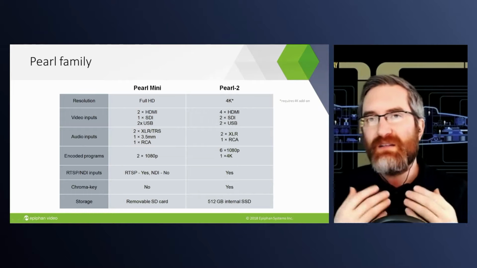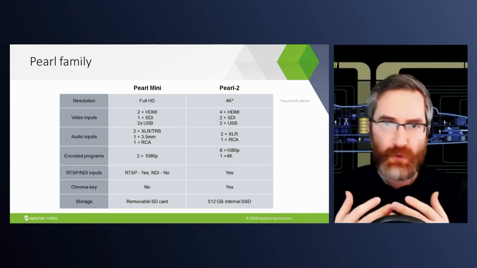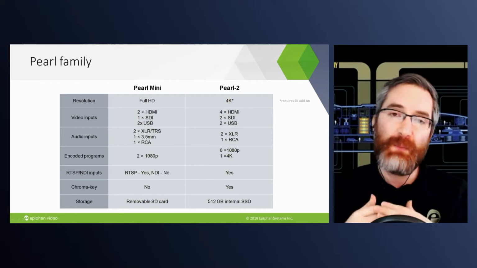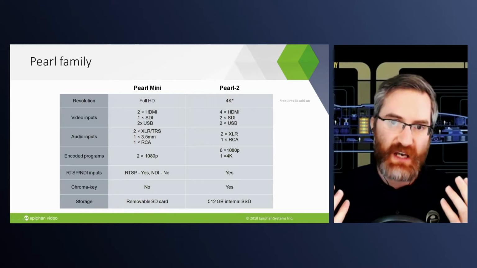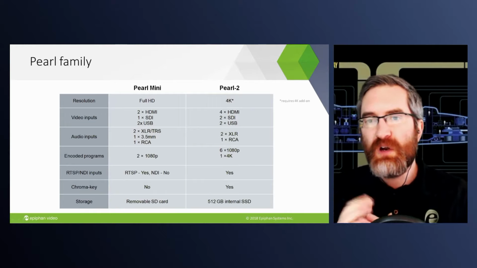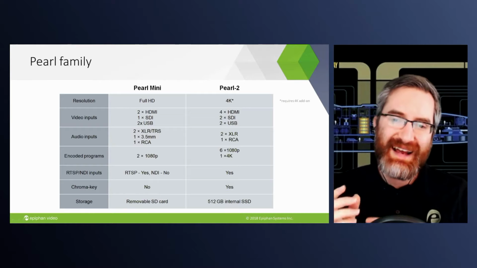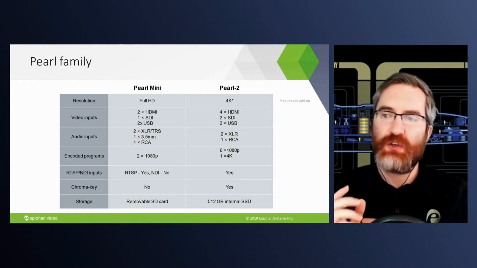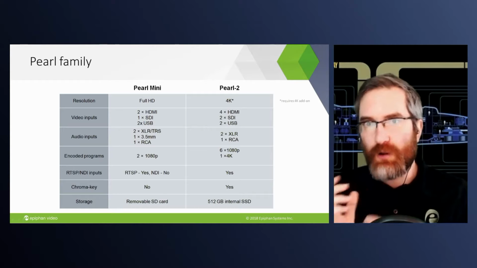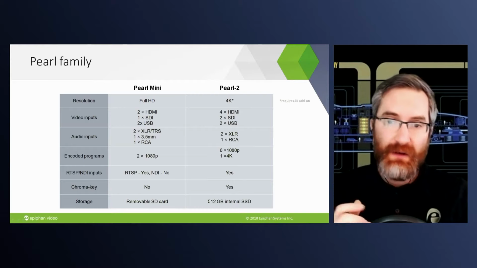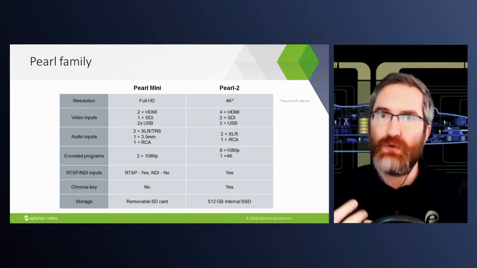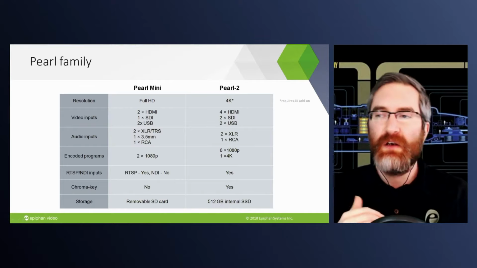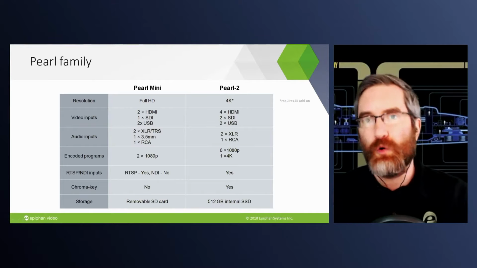But we do recommend that it is a fast card, class 10, U3 class card at minimum, in order to keep up with the write speeds of writing potentially multiple full HD high bitrate files at the same time. Pearl 2, because of its capabilities, has a built-in 500 gig SSD that is specifically chosen to make sure that it keeps up with all of the data that Pearl 2 could potentially be writing. And again, Pearl 2 could be recording 6 simultaneous full HD high bitrate files at the same time, potentially. So we need to make sure that that storage is reliable and will hold up to that kind of load.